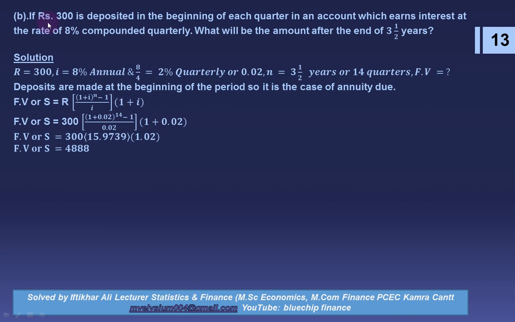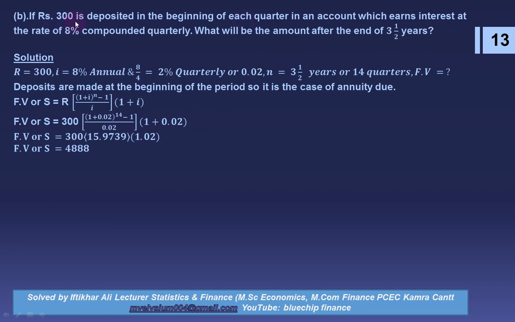B part is that if rupees 300 is deposited in the beginning of each quarter in an account which earns interest at the rate of 8% compounded quarterly, what will be the amount after the end of 3.5 years? So it is the case of annuity because there are multiple payments. Beginning of each quarter represents that it is the case of annuity.